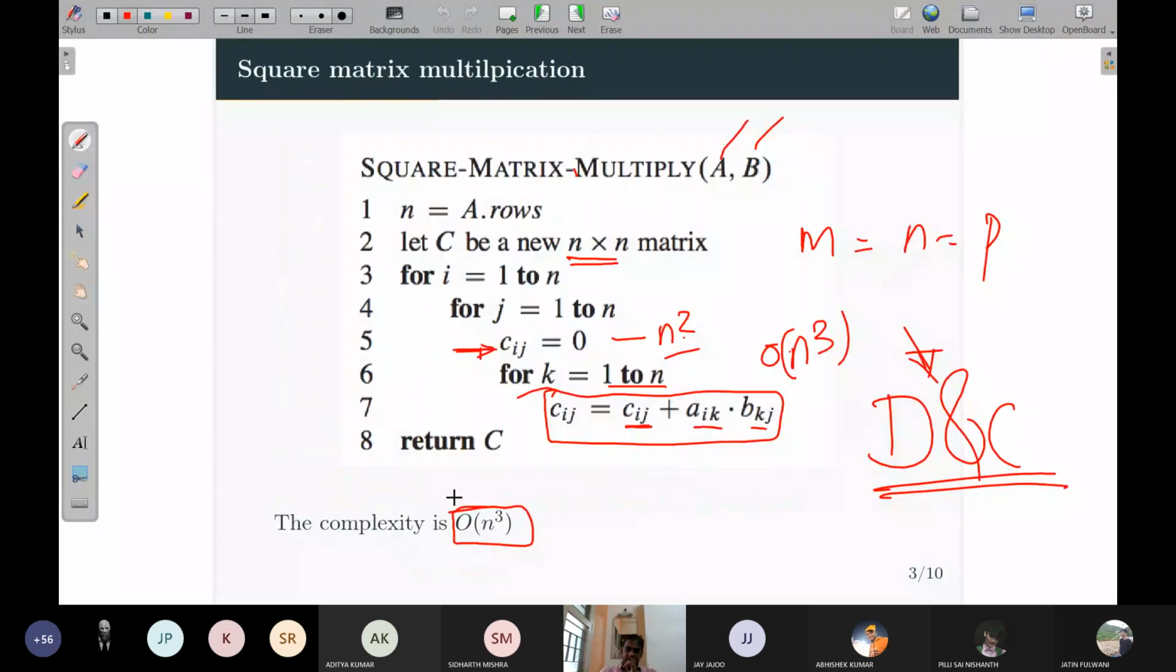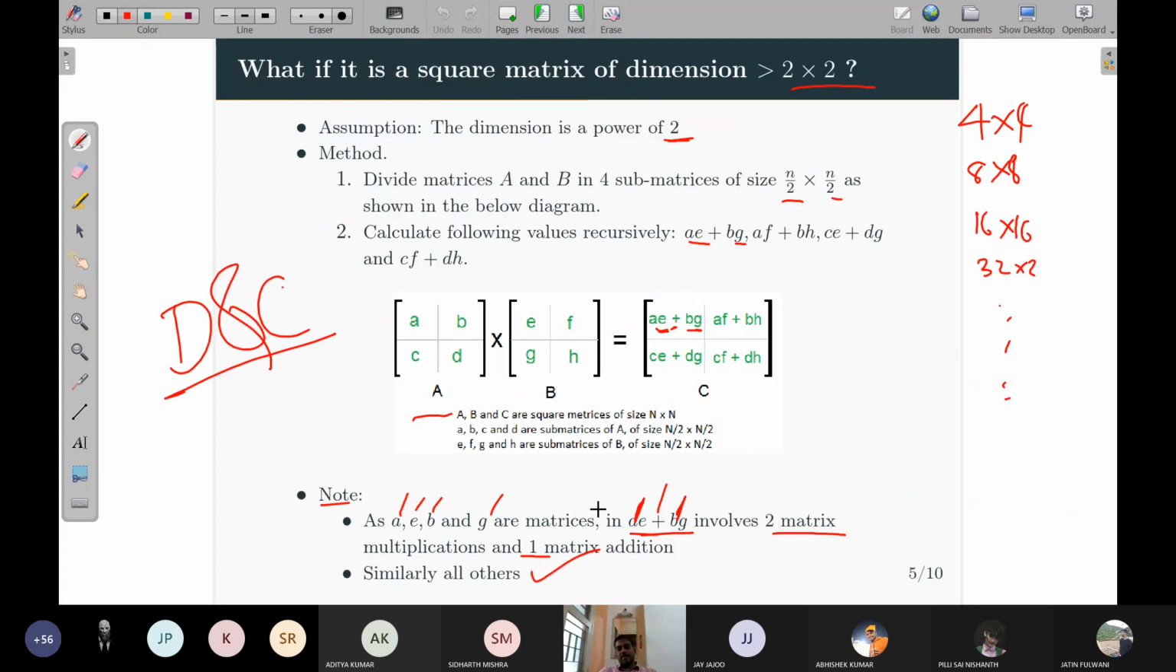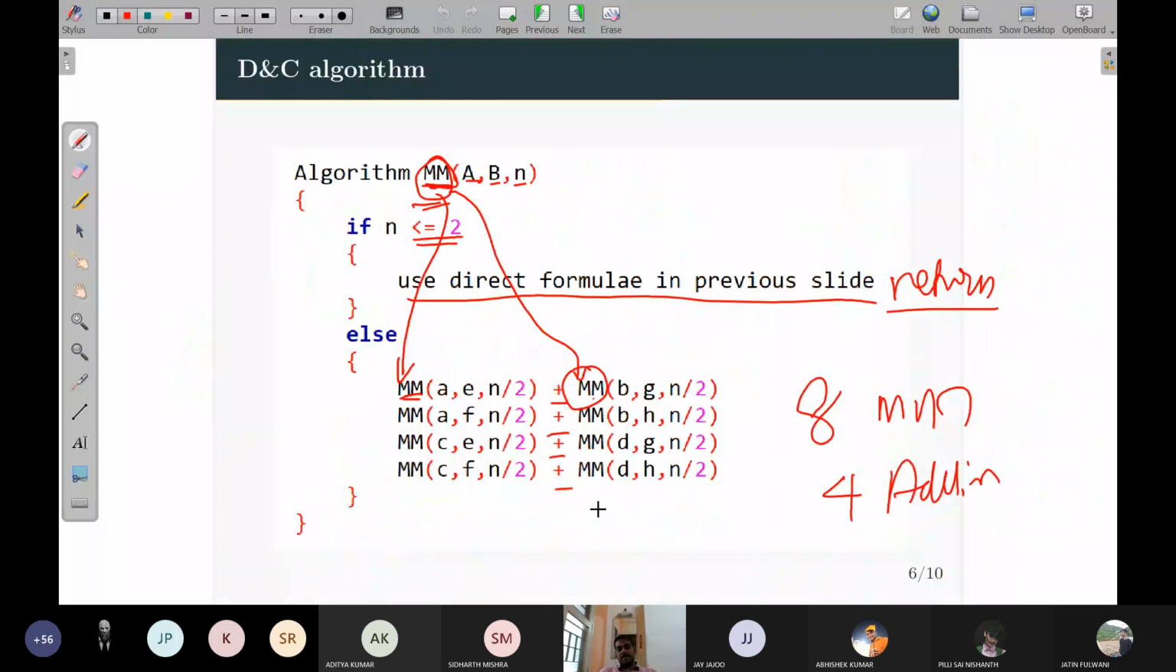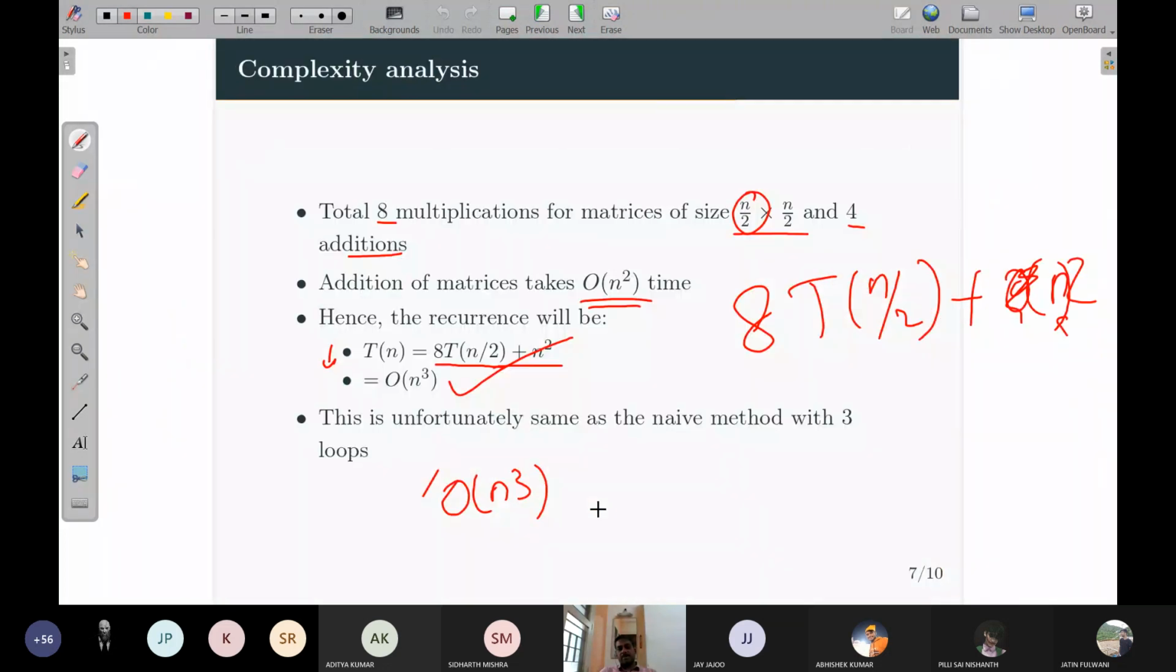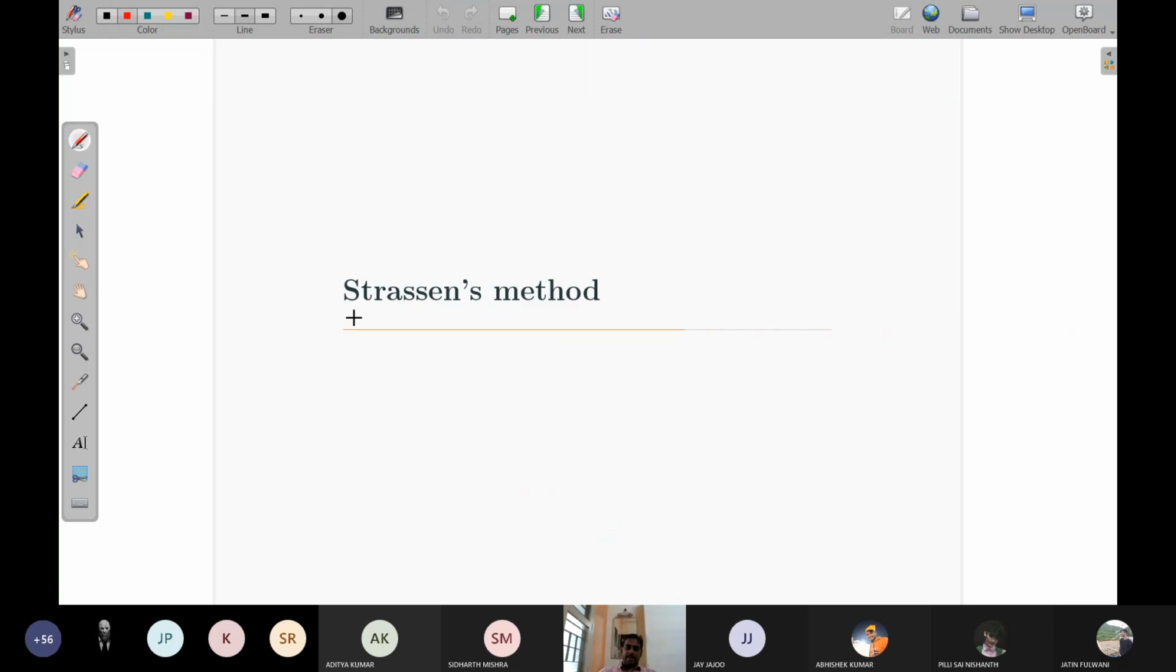Even this algorithm itself takes big O of n cube, and we followed the divide and conquer strategy. Still that algorithm is giving you the result big O of n cube. So there is no advantage for going for the divide and conquer strategy. So what is to be done? Here Strassen's method comes into the picture. Strassen has introduced a methodology by which you can reduce the big O of n cube complexity to a little lesser value.